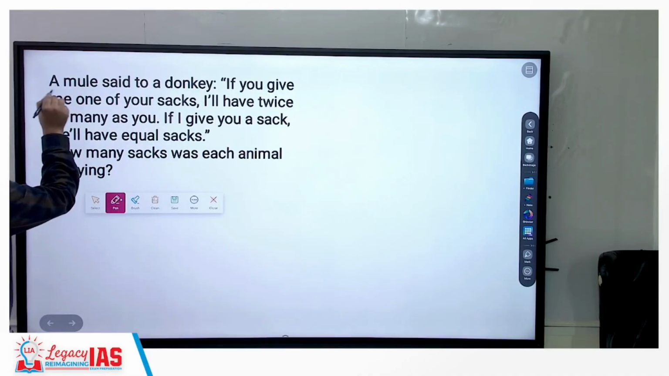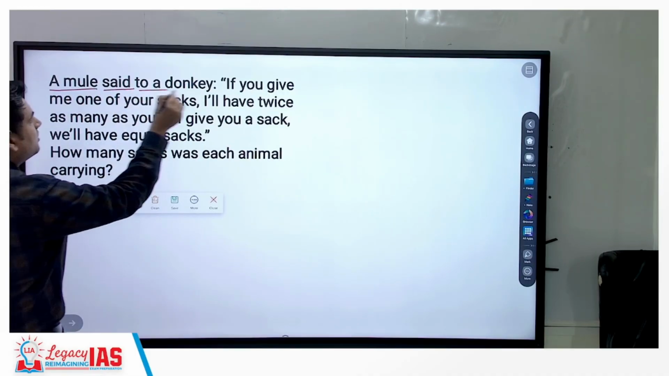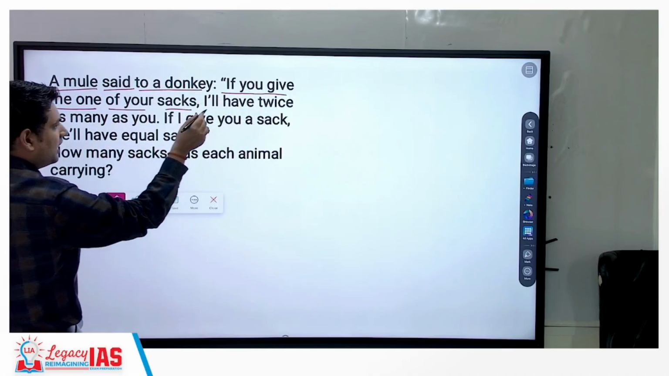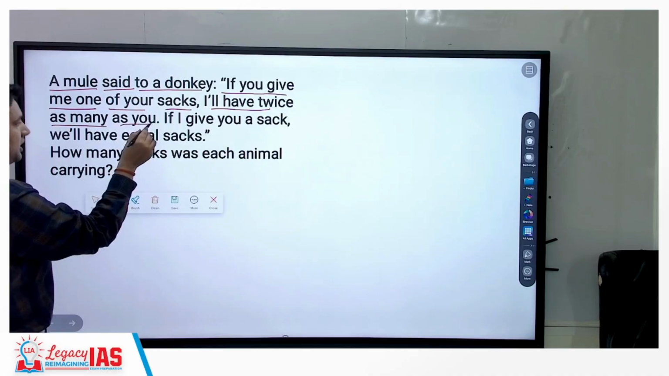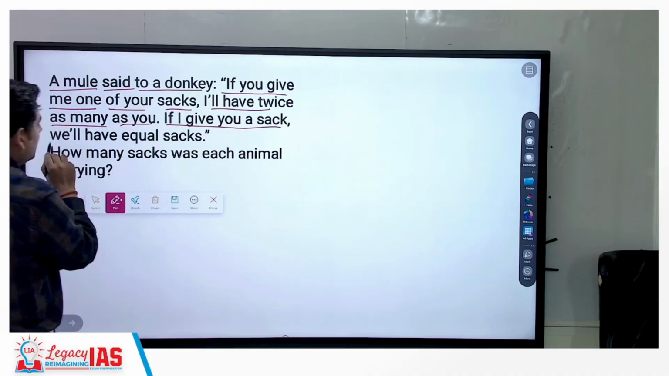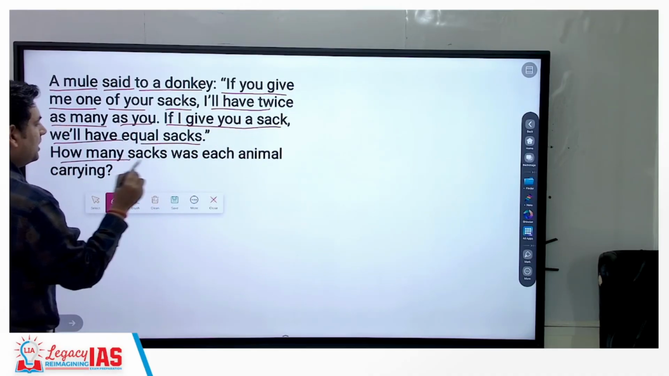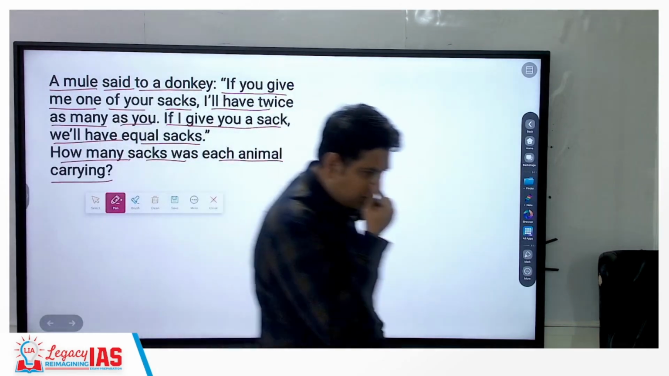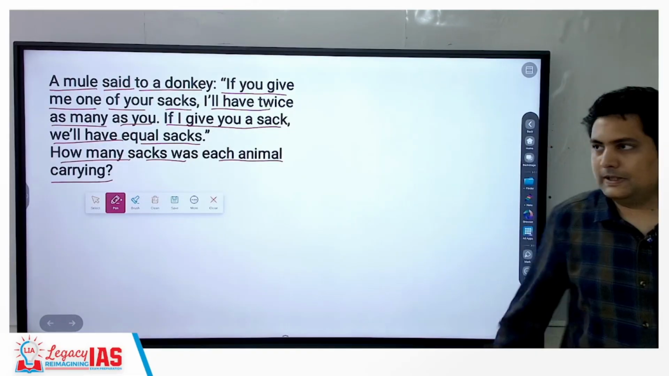A mule said to a donkey, if you give me one of your sacks, I'll have twice as many as you. If I give you a sack, we'll have equal sacks. How many sacks was each animal carrying? Now, how to do a question like this?